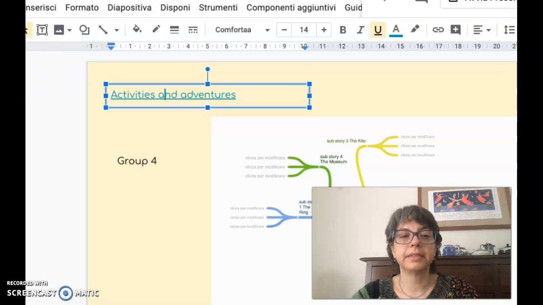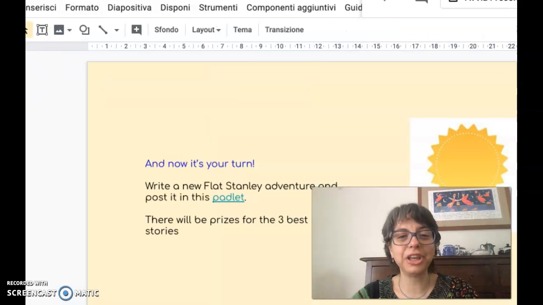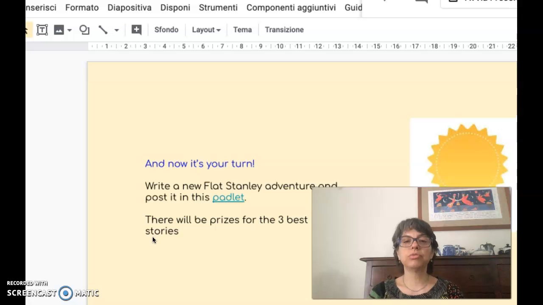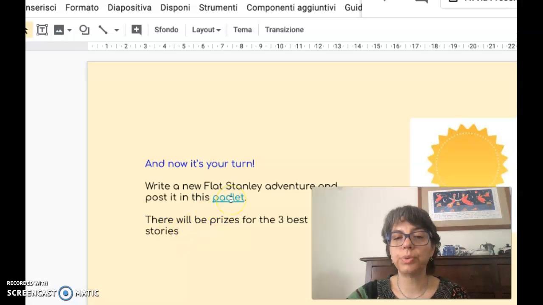But there's also a surprise. So here, the last activity is a contest. It's your turn to write a Flat Stanley adventure. And after you have written it, you post your story in this Padlet. Keep in mind that there will be prizes for the 3 best stories and adventures.